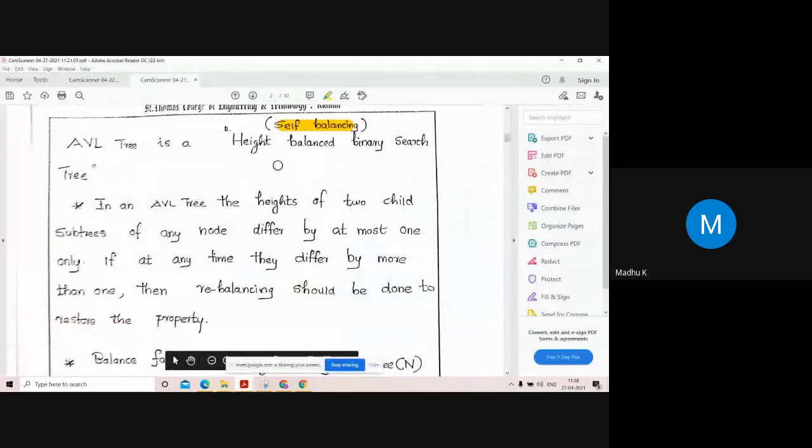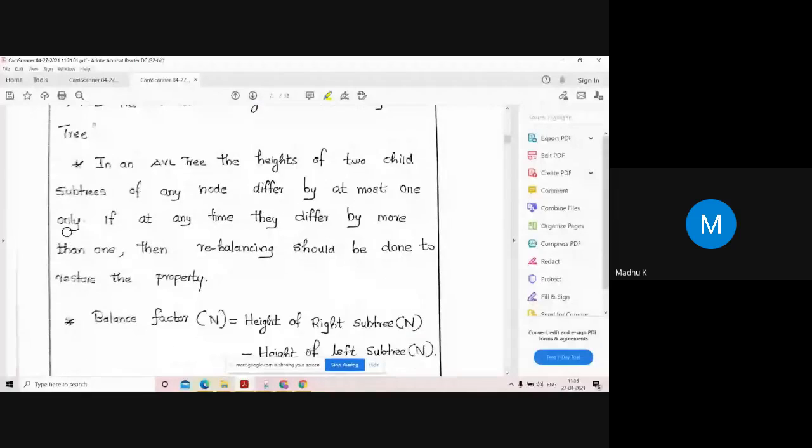So this is the property of an AVL tree. In an AVL tree, the heights of the two child subtrees of any node differ by at most 1. If at any time they differ by more than 1, then we need to rebalance. The AVL tree works based on this principle.